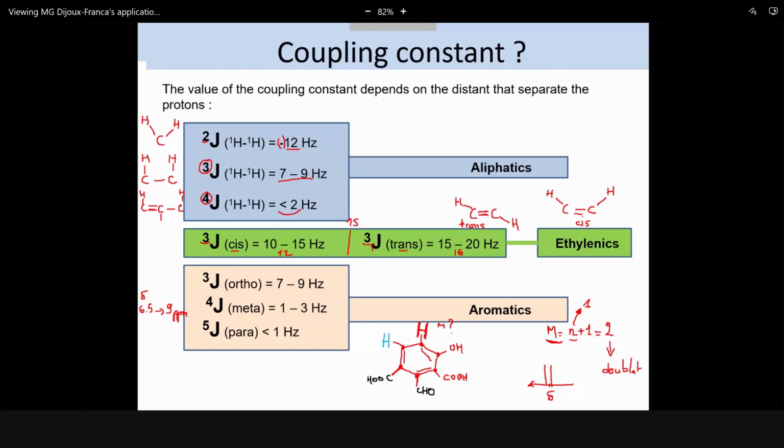And now if I change again, if I add a proton here, what happens for the red one?